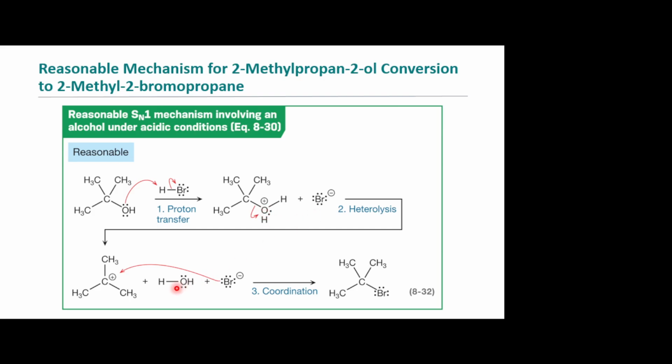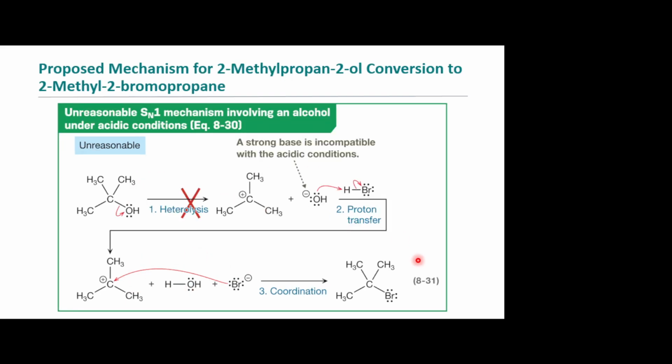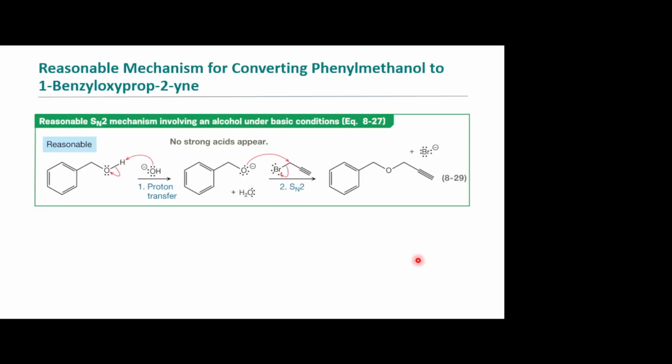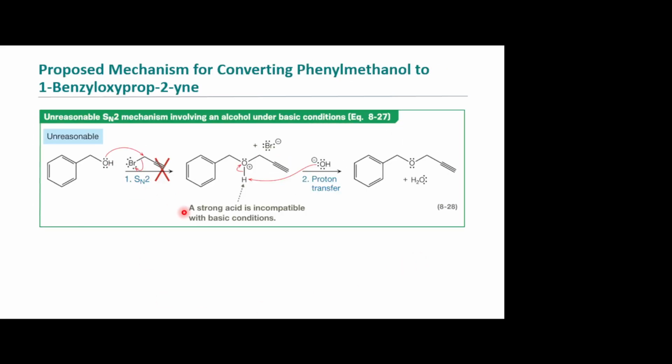Notice that leaves as water. It's a great leaving group. Forms the carbocation. And now we're going to attack with the bromine. By the way, one of the things I want to point out here for a second, okay, is that these first ones didn't really make a lot of sense in the first place. Like you have OH attacking here. This is not a good nucleophile. It's not a strong one. Attacking this. This is a good leaving group. But this doesn't really make any sense.